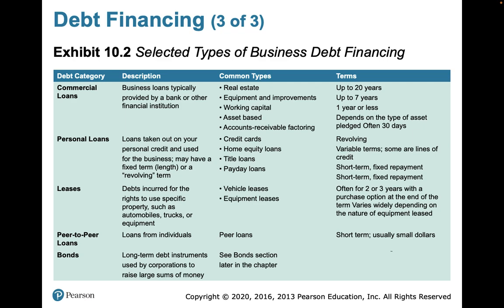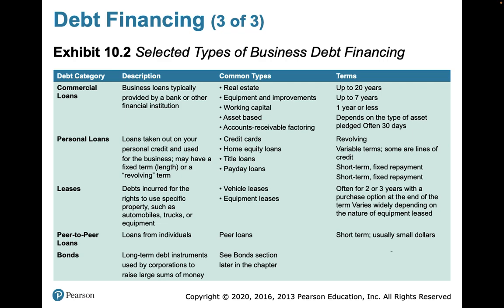It could be for real estate, it could be for equipment and improvement, it could be for working capital, it could be for assets, okay? It could also be for accounts receivable factoring. Then look at the personal loans. This is for short-term fixed repayments. These are for short-term.